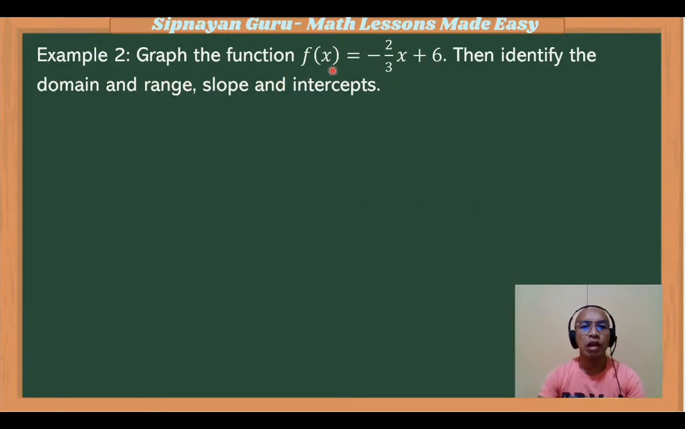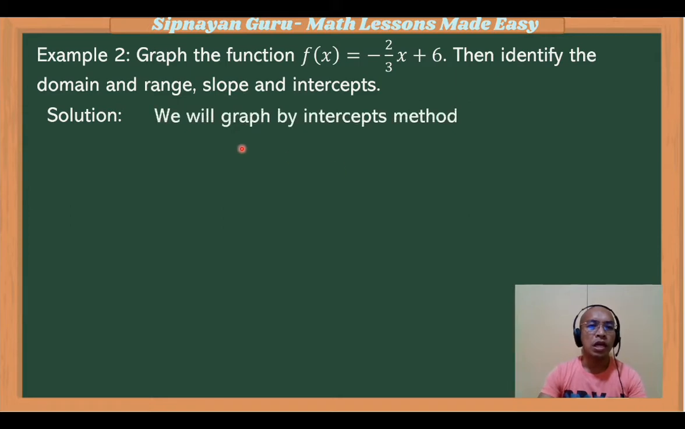Graph the function f of x equals negative 2 over 3x plus 6. Then identify the domain and range, the slope, and the intercepts. In this case, we will graph the function by the intercepts method. As we recall, graphing an equation in two variables by the intercept method is the easiest one.